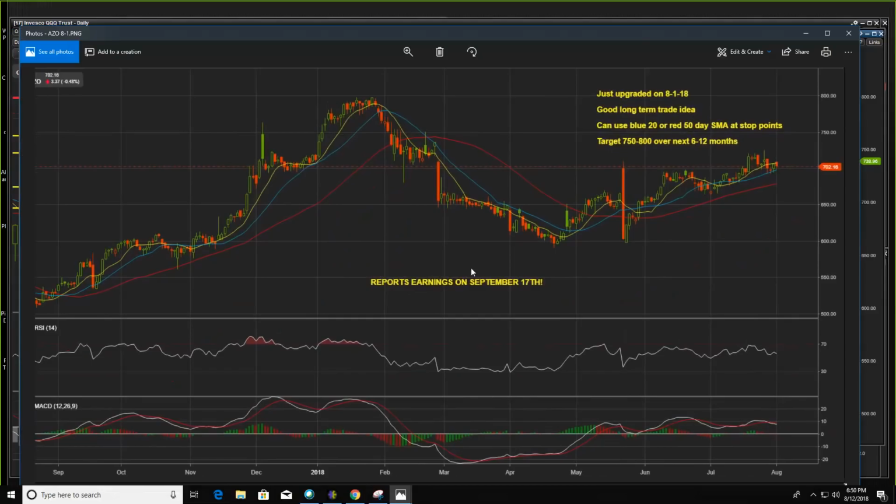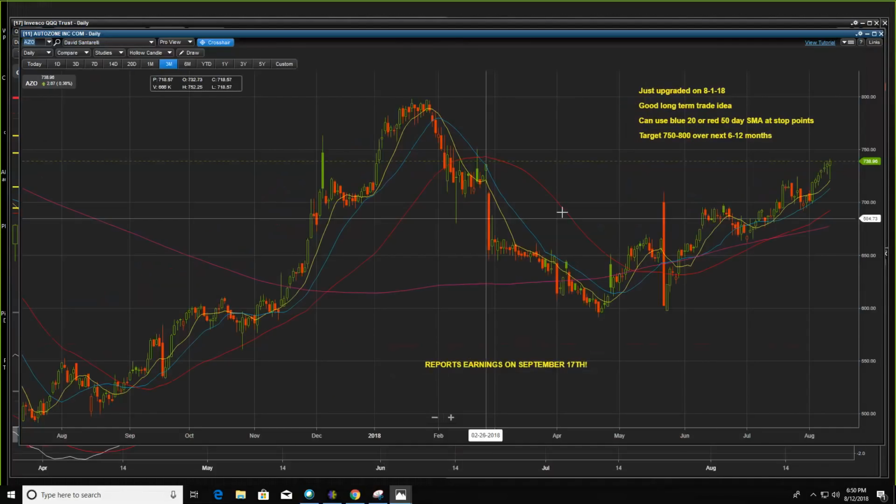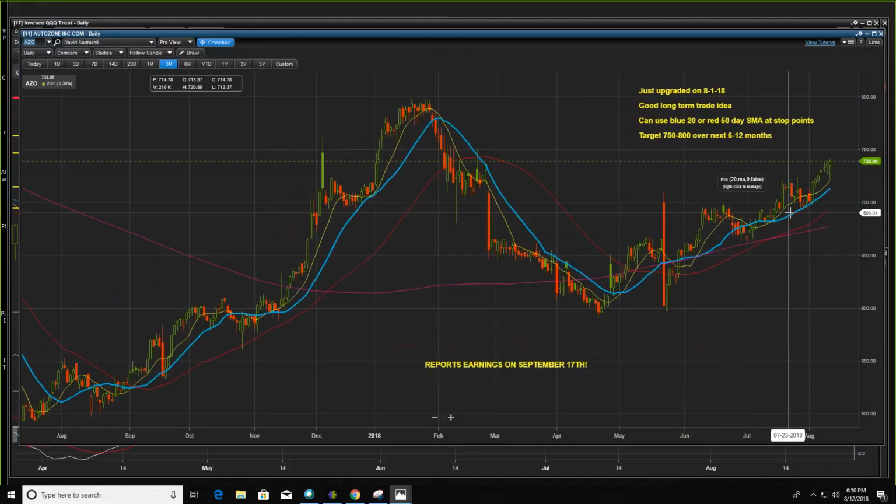So before entering into a trade, that should be another routine. Check out the calendar, make sure there's no dividends, there's no earnings coming up, there's no stock splits, or any type of news that could affect your trade. It's extremely important. So like I said, August 1st, I sent out that alert, said, hey, here's a good long-term trade.